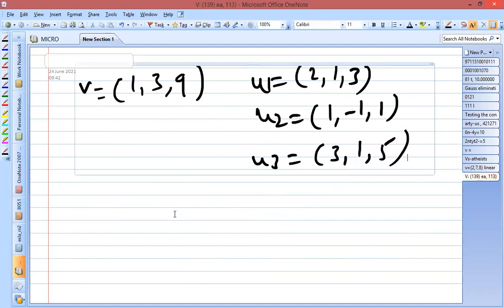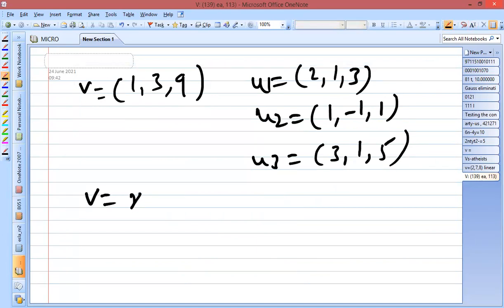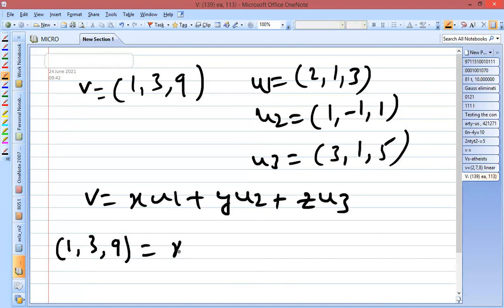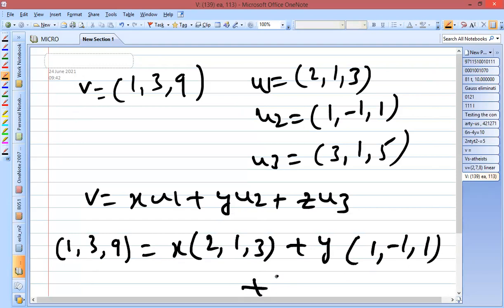So here I'll just show one more method for this. Here we want the result to be expressed as v is equal to x u1 plus y u2 plus z u3, where x, y, z are nothing but scalars. By having the vector values, we can write in the row form: (1, 3, 9) is equal to x into (2, 1, 3) plus y into (1, -1, 1) plus z into (3, 1, 5).